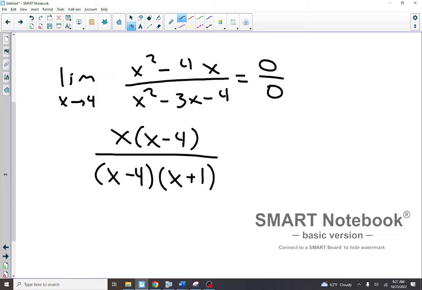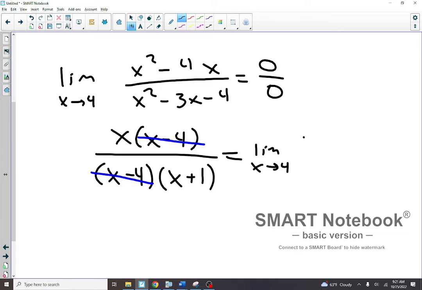Because it's a quiz, it's too short to give you tricky things. I am not doing that. So over here, what do I get for this? 4 over 5. I cross out the x minus 4s because they match exactly. So then I have the limit.